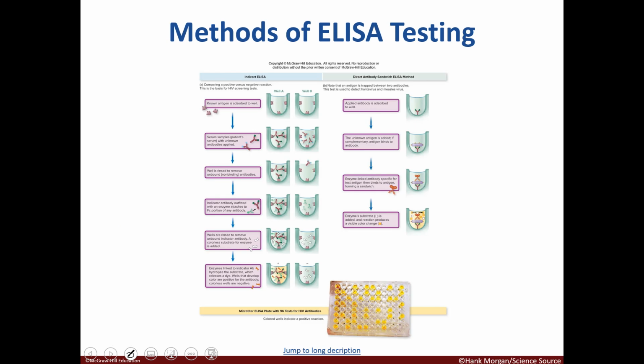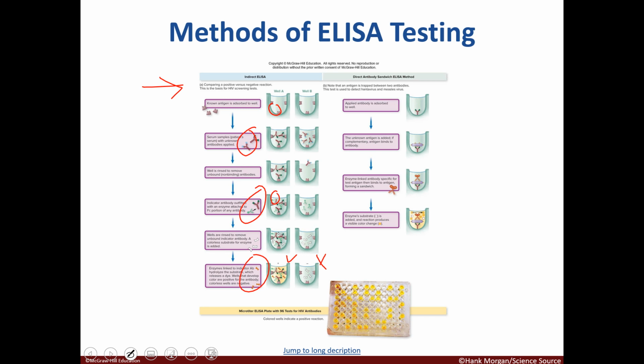In the indirect ELISA on your left, the known antigen adsorbs to the well. The patient sample with unknown antibodies is added. The well is rinsed to remove unbound antibodies. An indicator antibody is added and binds to the patient's antibodies. The well is rinsed again and a colorless substrate is added. If it binds to the complex, a color change appears, but if no antibodies are present, no reaction takes place.